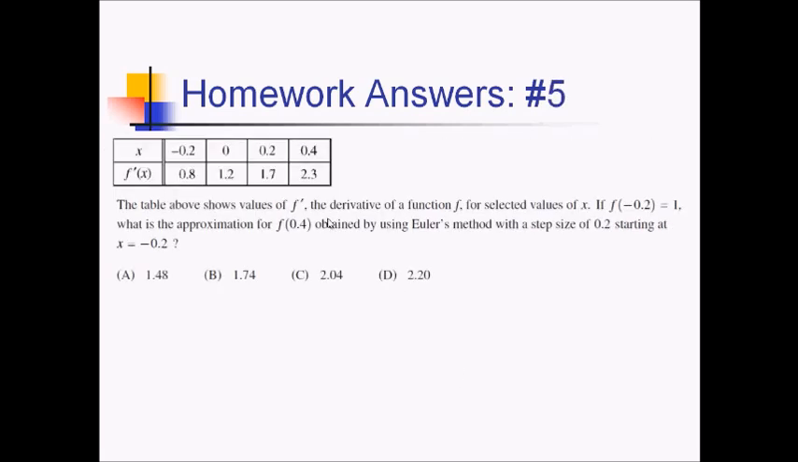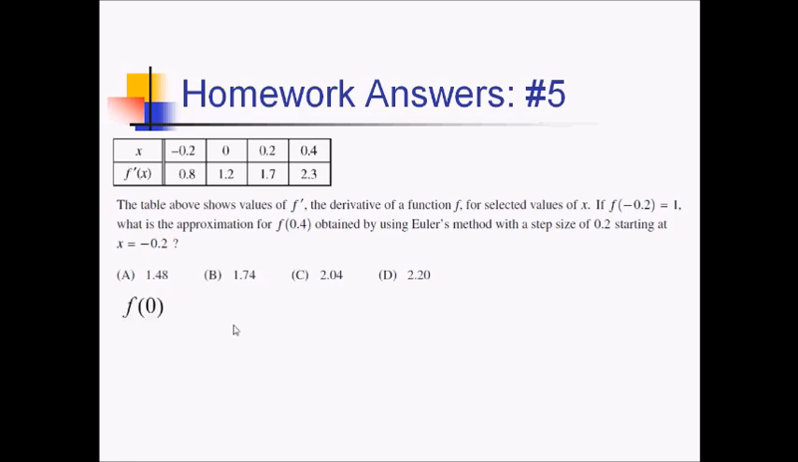For this problem, I've got a table with values of f prime, and I'm given the value f of negative 0.2 equals 1. We want f of 0.4 approximated with Euler's using a step size of 0.2. All right, so if I'm going from negative 0.2 to positive 0.4 with a step size of 0.2, that's going to be 3 steps. I'm going to need to find f of 0, f of 0.2, and then I can finally use that to approximate f of 0.4.